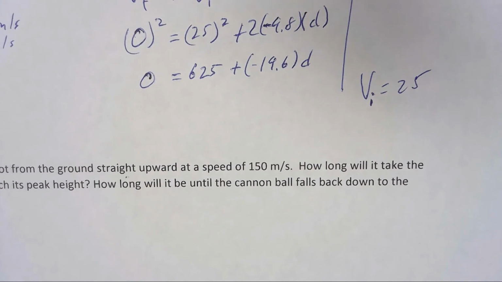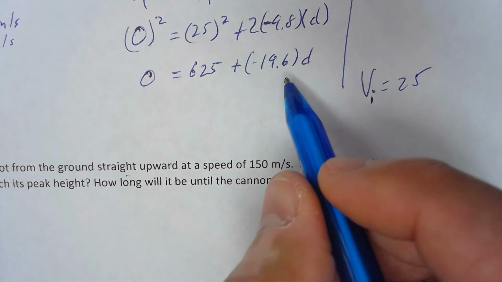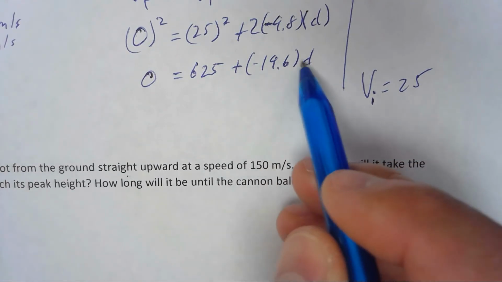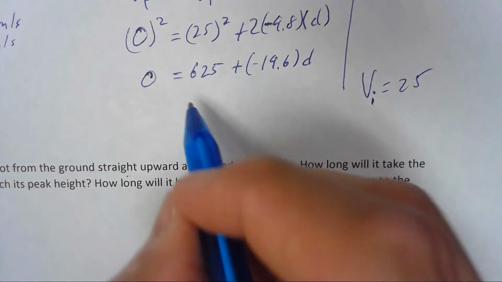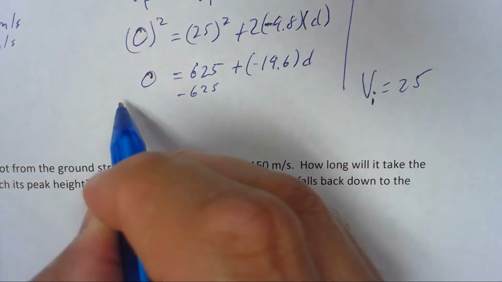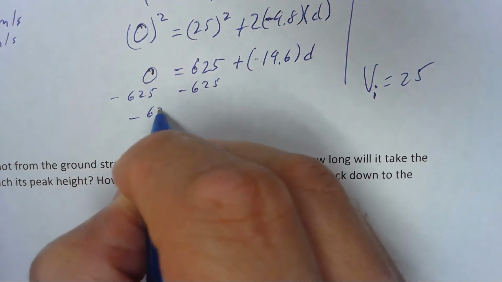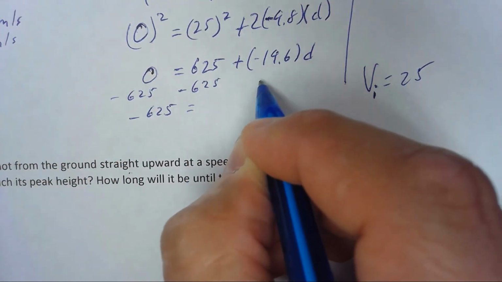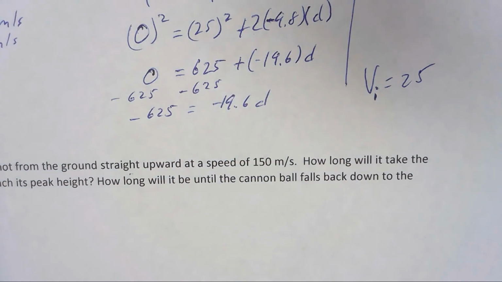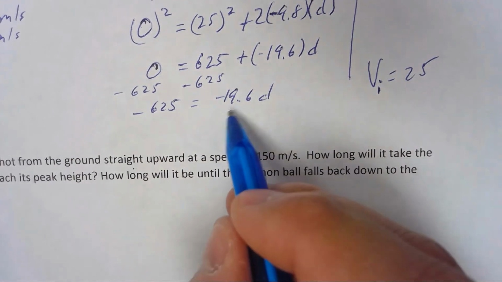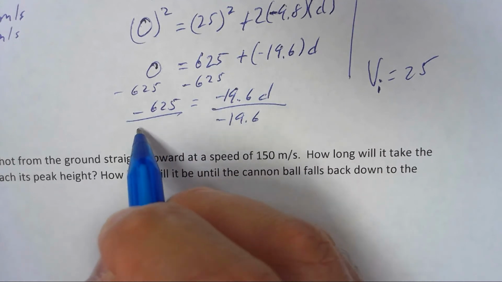Now we have some algebra to do. We're going to do the add and subtract first. So this one is not an add-subtract operation, but this one is. 625 is added, so we're going to subtract it first. So now I have negative 625 equals, bring all this down, negative 19.6 D. Now to get rid of the 19.6, I will divide by negative 19.6.